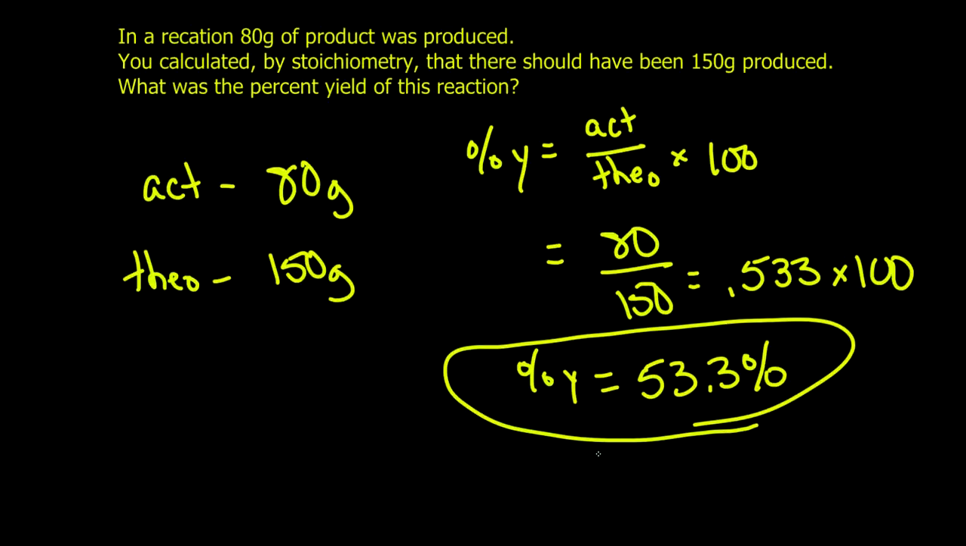Like I said, it could be dirty equipment. It could be not enough time given. Maybe the temperature or the pressures were wrong. But something has happened in our reaction that our actual yield did not meet our theoretical yield. And thus we have a percent yield of 53.3%. Let's look at another problem.